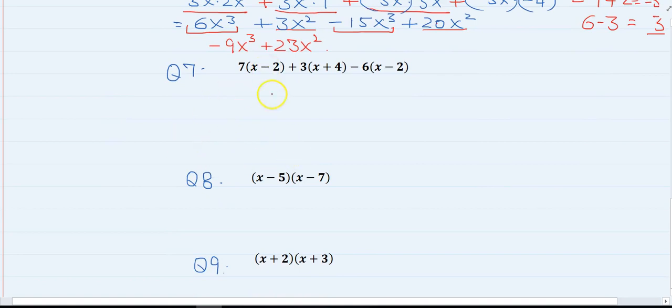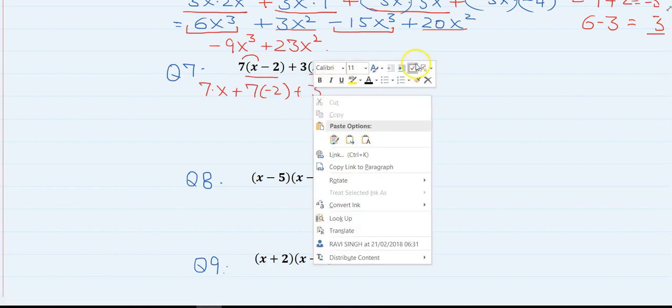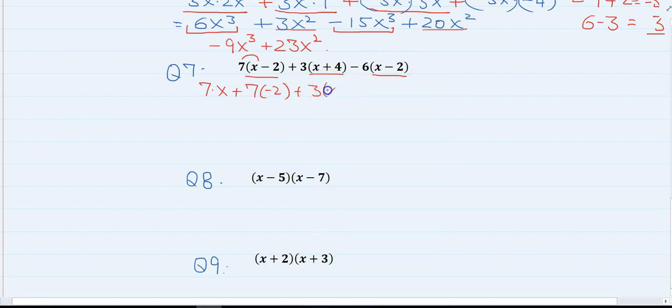Let's move to the next question, question number 7. These are having 3 brackets. Each bracket is having 2 terms. So the next step will be that there will be 1, 2, 3, 4, 5, 6 terms. So we multiply 7 by this. 7 multiply x plus 7 multiply minus 2 plus 3 multiply x.